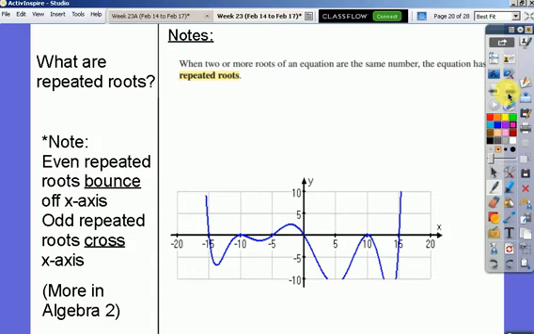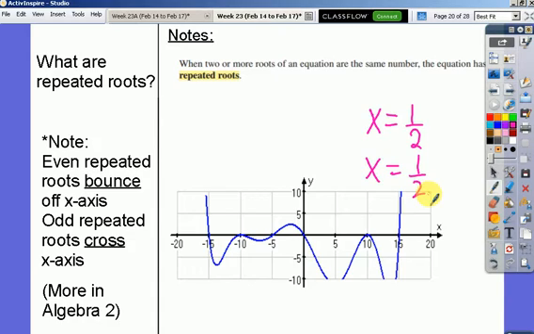We have what are called repeated roots. So when 2 or more roots of an equation are the same number, the equation has repeated roots. For example, you may be solving for x, and you get x equals 1/2 for the first factor, and you get x equals 1/2 for the second factor. You have what's called a repeated root. And graphically, this means something.